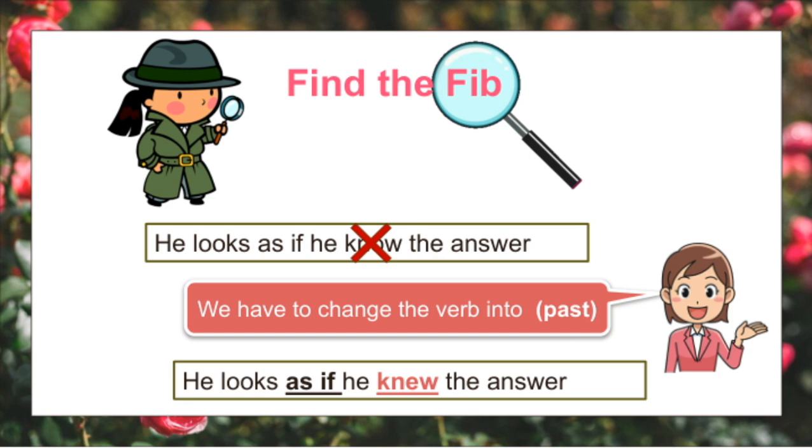And finally, the find the fib part is a fun way to test whether you've grasped this concept. It encourages you to spot the incorrect sentence and correct it, in this case, changing know to knew. So remember, when you're describing something that appears to be in the past or hypothetical, using the correct past tense is essential. It helps convey the right meaning and keeps your language precise.